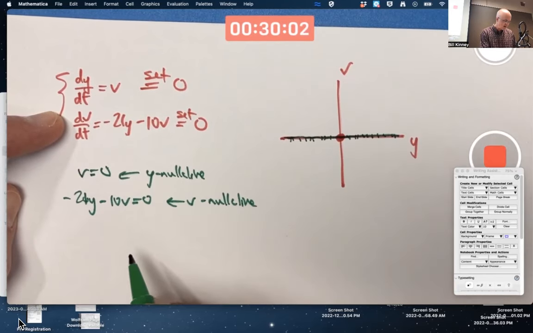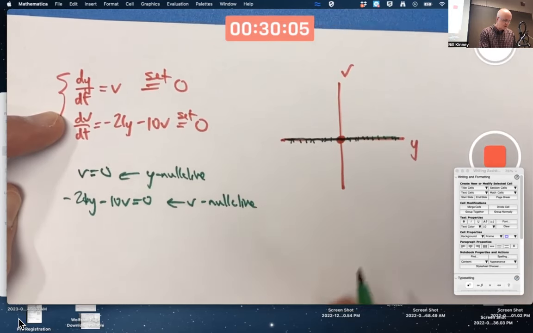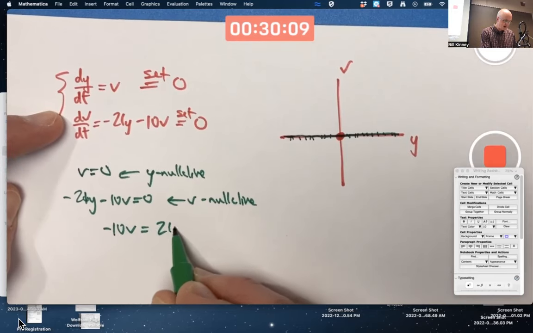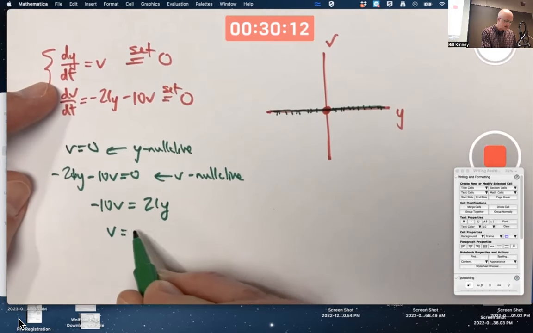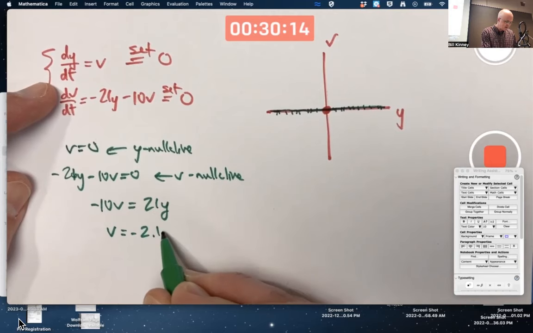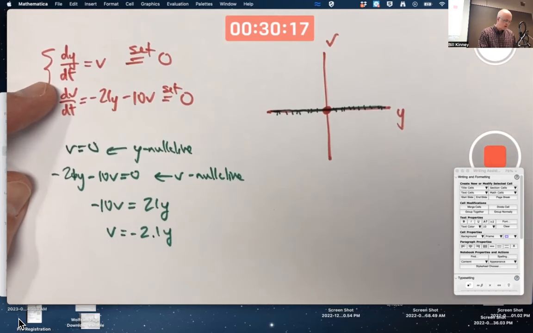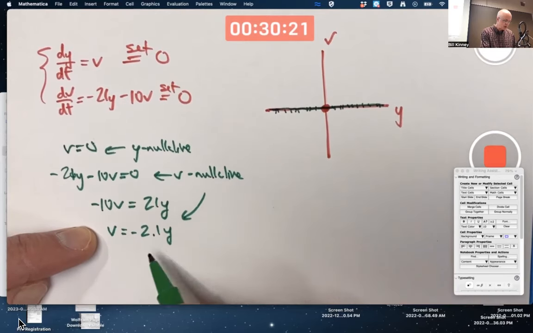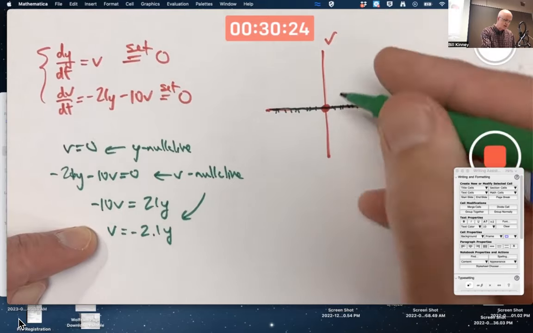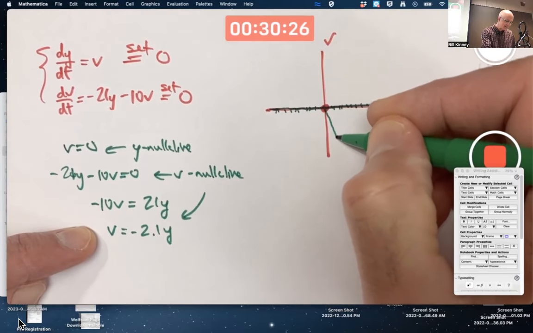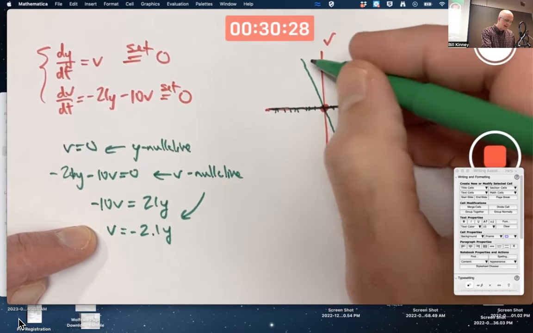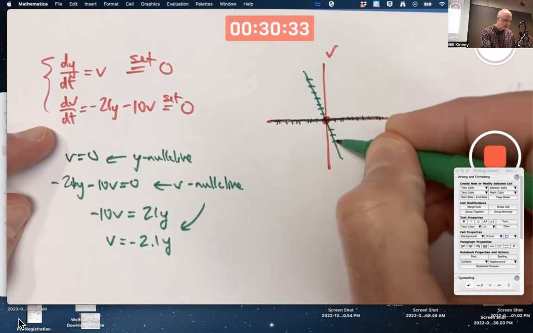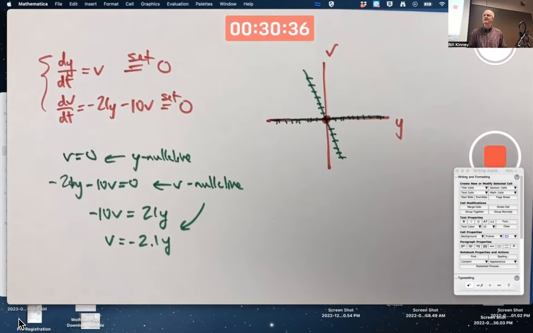But how do you draw that line? Since v is vertical here, it's probably best to solve for v as a function of y. Add 21y to both sides, divide both sides by negative 10. There we go. This line in this plane is going to have a slope of negative 2.1 and go through the origin. It's going to look about like this. And with regard to the vector field, the vectors have to be horizontal. Solutions have to cross that with horizontal tangents.